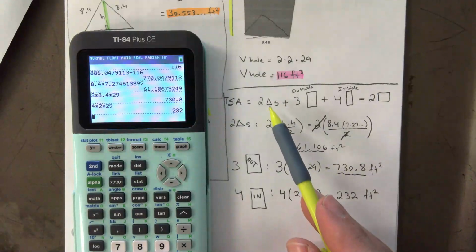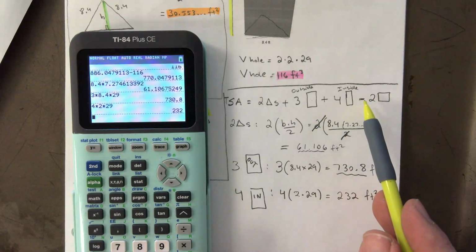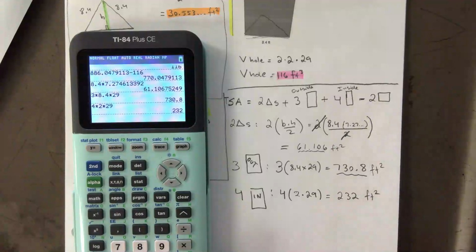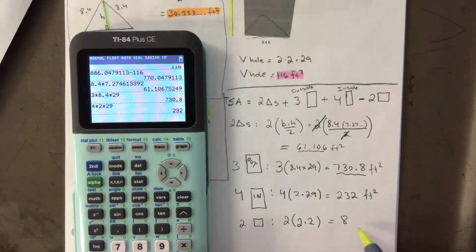So I've done the 2 triangles. I've done the 3 outsides, the 4 insides, and I'm going to subtract the 2 squares. So these are the 2 squares. There's 2, and each square measures 2 by 2. So this is technically 2 times 2 times 2, which is 8 square feet.